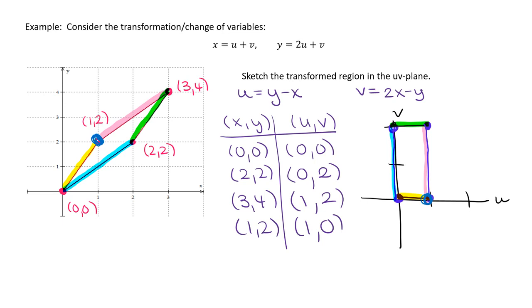And so this is a parallelogram in the xy plane. We transformed it to the uv plane, and it's now a rectangle. That's the idea or the concept here, the process that we're doing: when we have certain regions, we can transform them into simpler regions to work with.